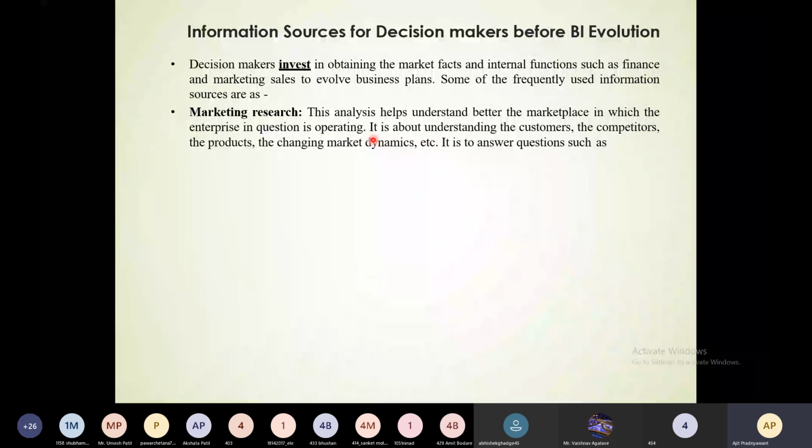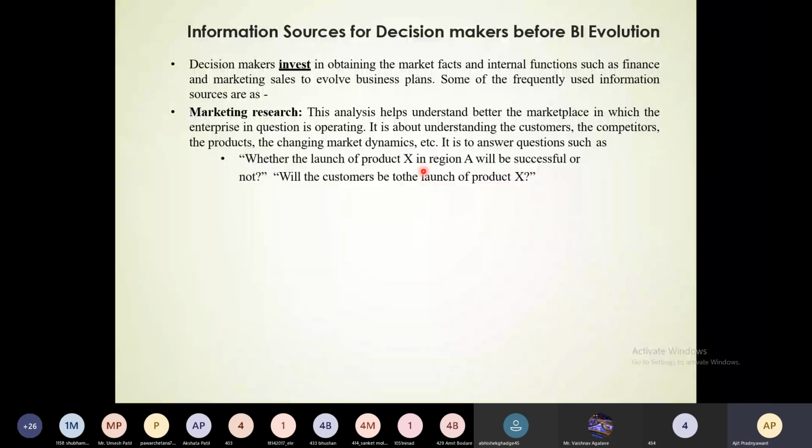It also answers questions such as whether the launch of product X in a region A will be successful or not. Will the customer be ready for the launch of product X?